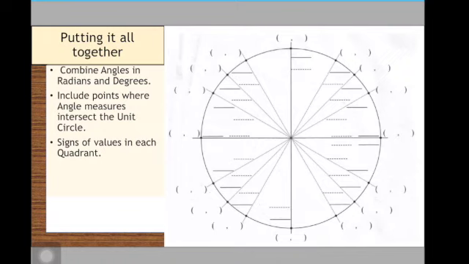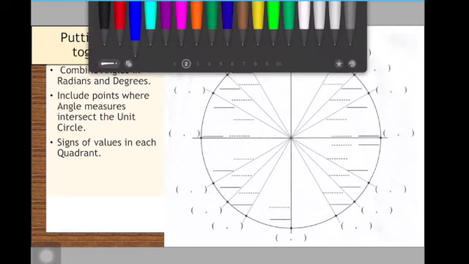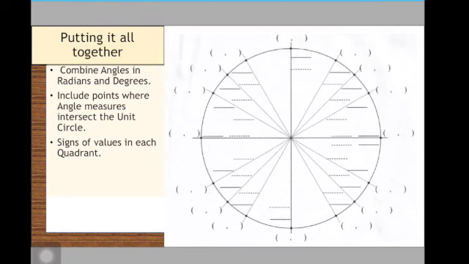All right, everybody, so on this slide, what I want to do is put all of the angles in radians and degrees for both the unit circle cut into 8 sections and 12 sections, and I want to include all of the points where the angle measures intersect the unit circle. So I'm going to go through a few little tricks or strategies to help me figure this out. So we're going to first start with our angles in degrees.